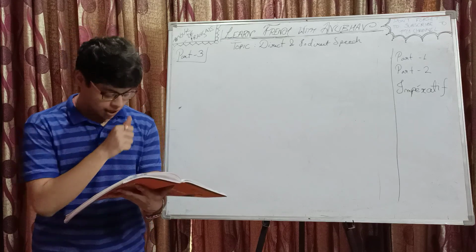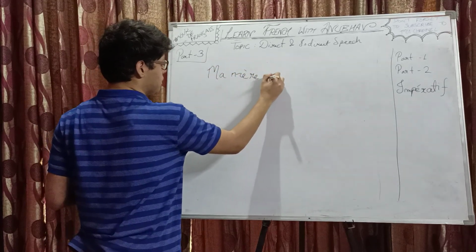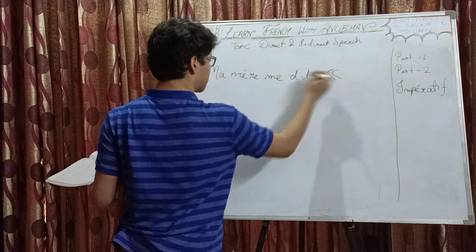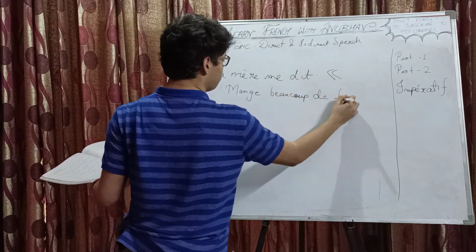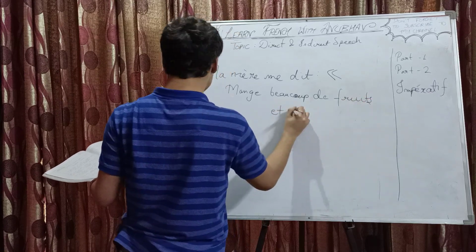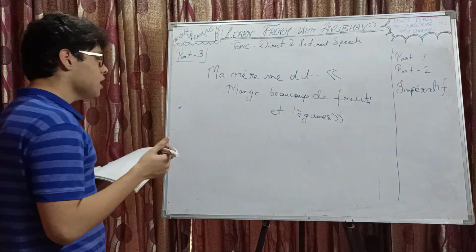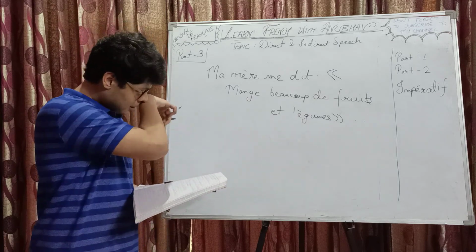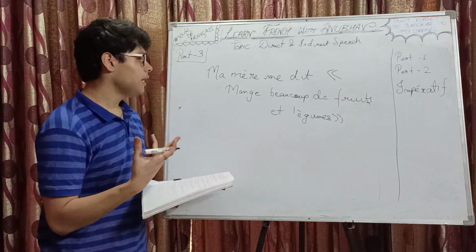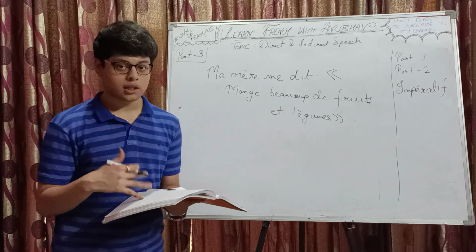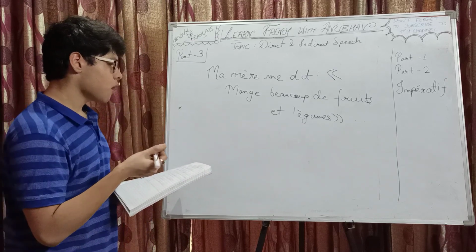So, let's take the first example. Ma mère m'a dit : « Mange beaucoup de fruits et légumes. » My mother said to me, eat a lot of fruits and vegetables. Now, légume is the word used for vegetables. And manger is the verb here. Manger means to eat. And manger here is conjugated in the imperative form. With tu, when we conjugate, we don't write the s. So, this is direct speech.